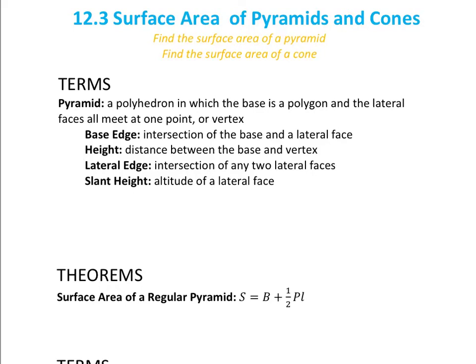Hey fellas, so section 3, we're still working with surface area, but now we're going to work with pyramids and cones. Pyramids are very much similar to prisms. Cones are very, very similar to cylinders. So that's good. We have a good start from 12.2.